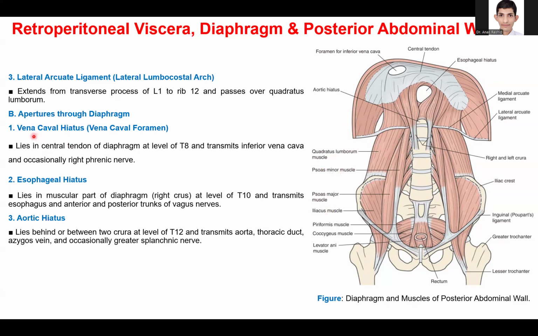The vena cava hiatus, or vena cava foramen, lies in the central region of the diaphragm at level T8 and transmits the inferior vena cava and occasionally the right phrenic nerve. The esophageal hiatus lies in the muscular part of the diaphragm, the right crus, at the level of T10 and transmits the esophagus and anterior and posterior trunks of the vagus nerves. The aortic hiatus lies behind or between the two crura at level T12 and transmits the aorta, thoracic duct, azygos vein, and occasionally the greater splanchnic nerve.